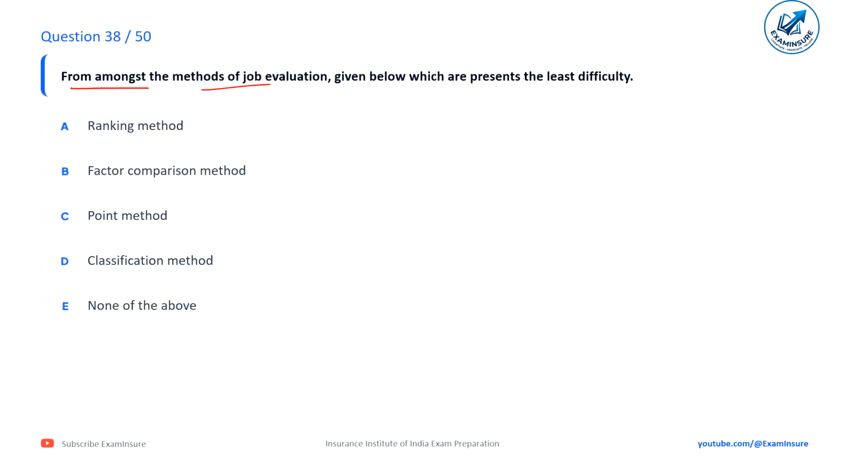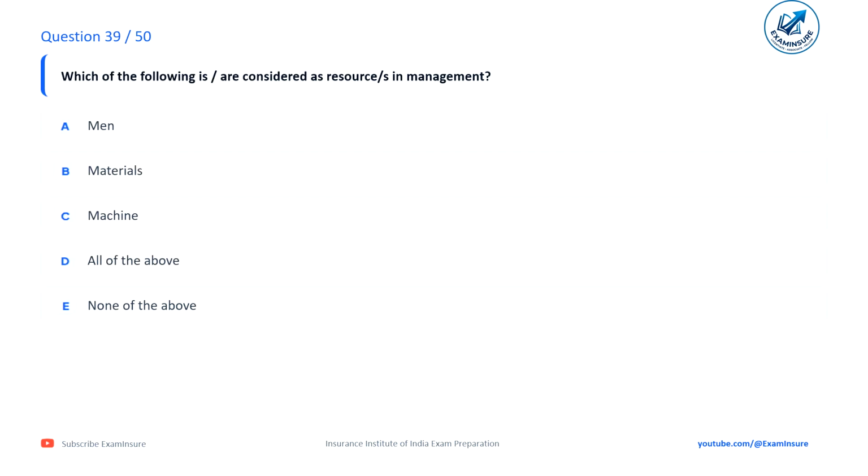Among the methods of job evaluation given below, which presents the least difficulty? Ranking method, factor comparison method, point method, classification method, and none of the above. So the correct answer is classification method.